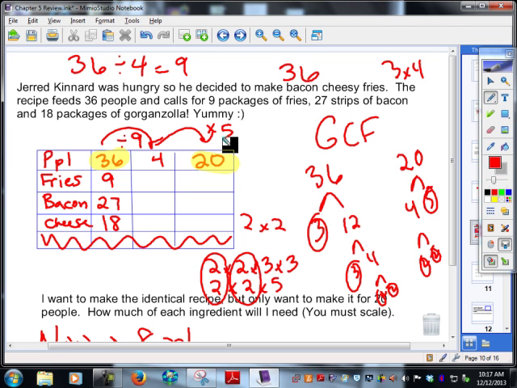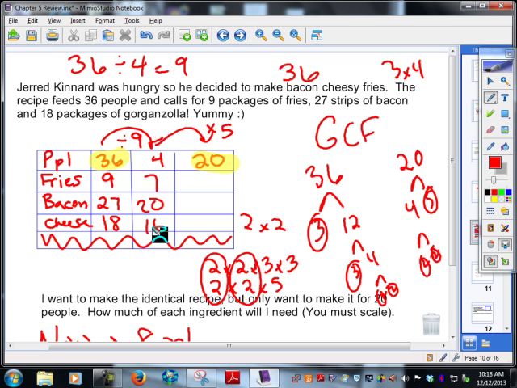Remember, I'm trying to make the same recipe. If I had 4 people and I said, I'm just going to use 7 packs of fries, 20 packs of bacon, and 16 packs of cheese, is my cheesy bacon fries going to taste the same? No, they're going to be different. It's going to be all messed up. We want it to be proportional. We want the exact same taste and the exact same amount of each ingredient, whether I'm making it for 1 person or 100 people. I just want more of it, right? That's why we do the same to every ingredient.